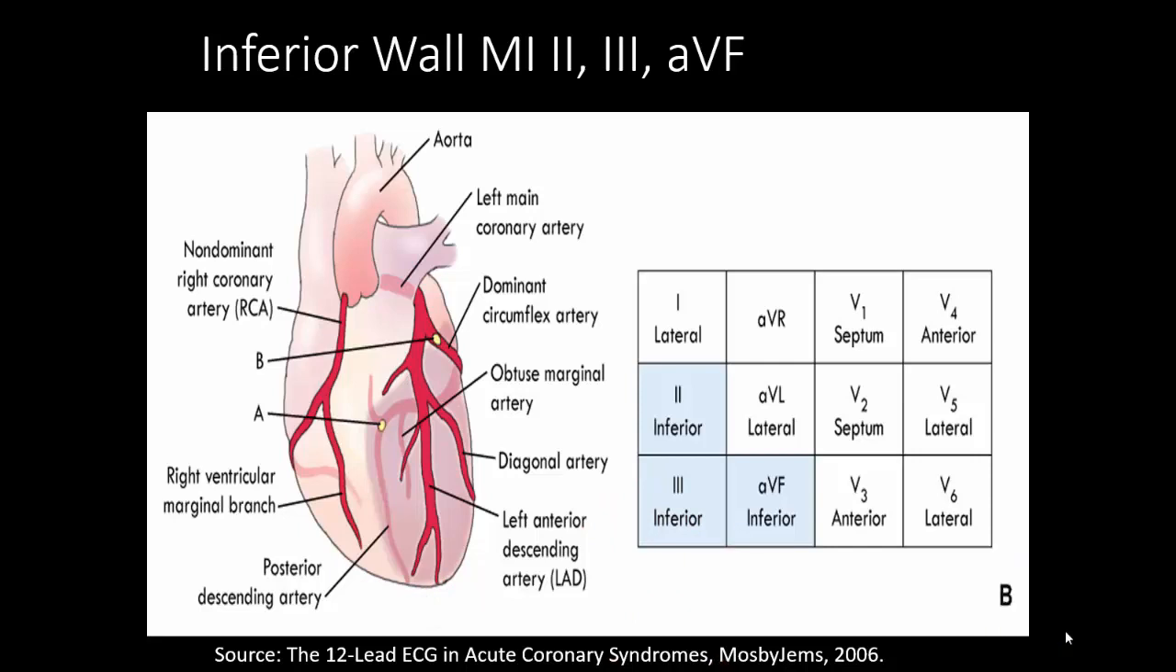in some individuals, the circumflex artery supplies the inferior wall through the posterior descending artery, which is the left dominant system. Blockage of the posterior descending artery will result in an inferior infarction. However, a proximal occlusion of the circumflex may result in infarction in the lateral and posterior walls.